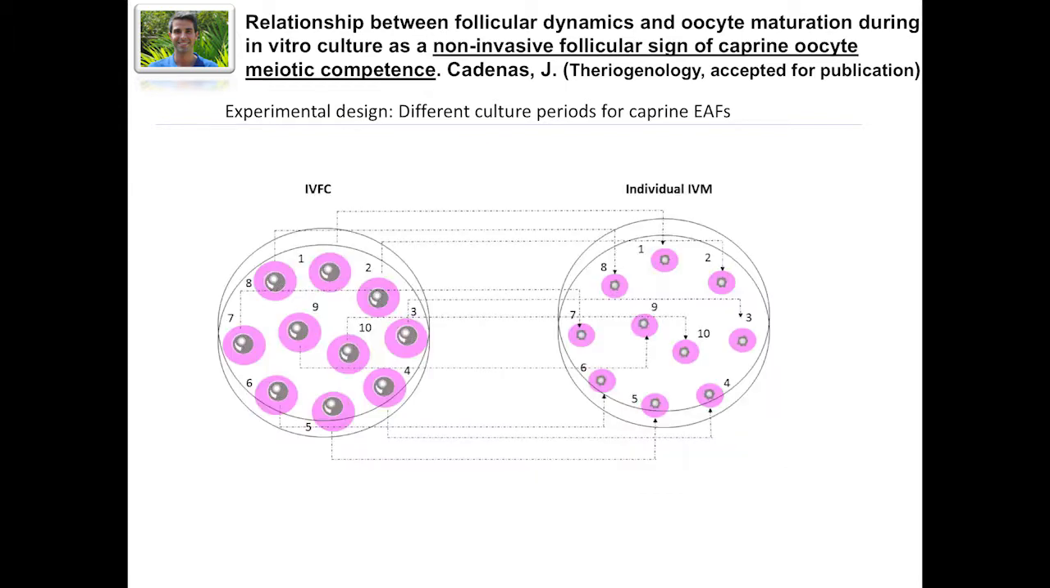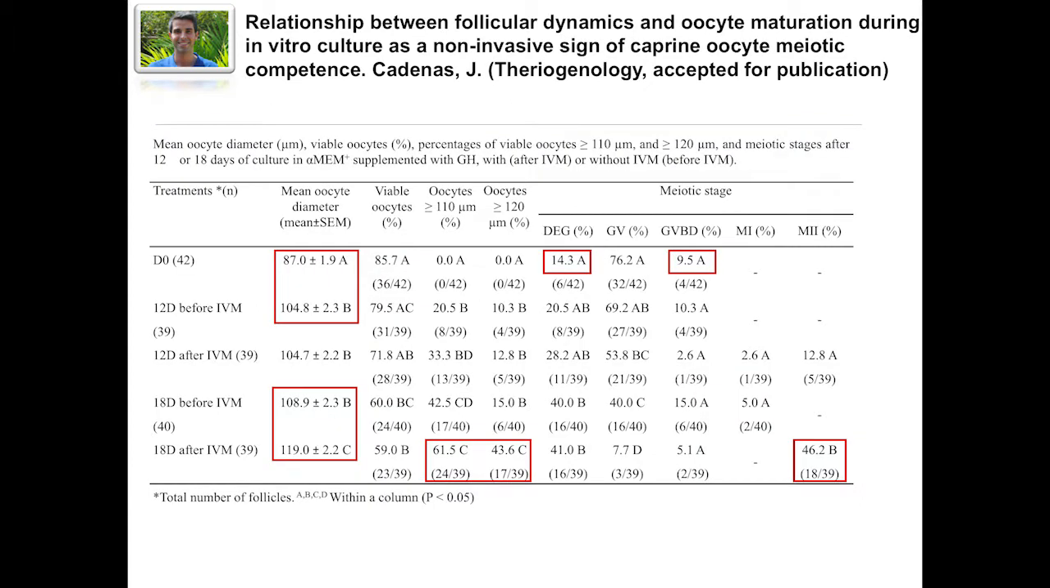In this protocol, it was very interesting because thanks to single follicle culture and individual oocyte maturation, we could match each oocyte during in vitro maturation with its corresponding follicles and study consequently the relation between follicular dynamics during in vitro culture and oocyte individual maturation. The data showed that, surprisingly, at day 0 of culture, 14% of the oocytes were already degenerated, and 9.5% resumed meiosis when released from the follicles.